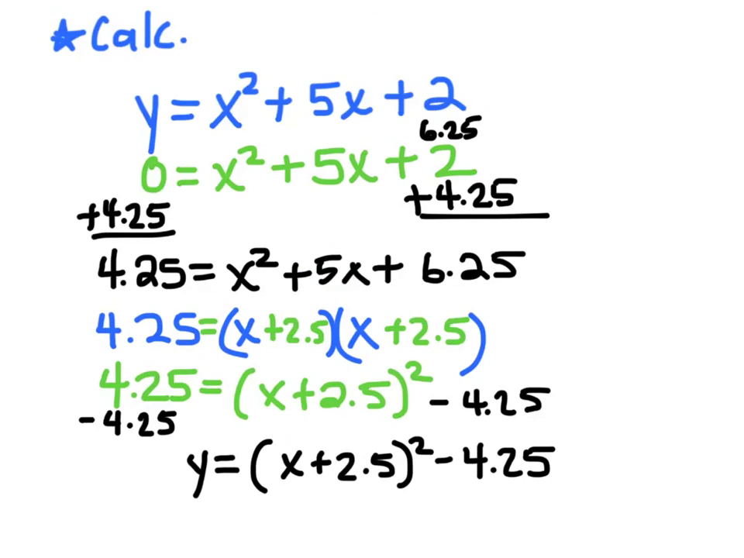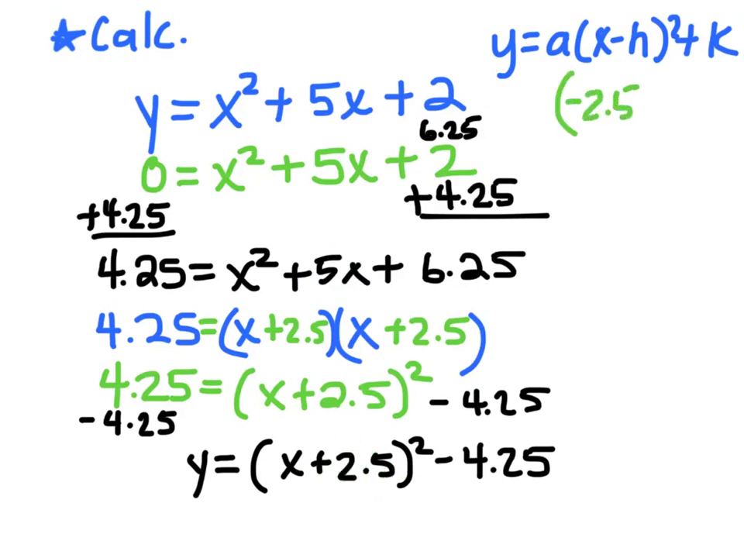All right, now if I look at that, I need to find the vertex. Now remember, graphing form is like this. Okay, and remember it has to be that minus h. You don't have to rewrite it. If you can just tell, this needs to be negative 2.5 then. So my vertex is (-2.5, -4.25). All right, so there is my vertex.